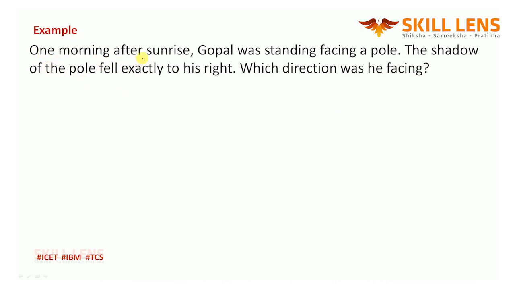One morning after sunrise, Gopal was standing facing a pole. The shadow of the pole fell exactly to his right. Which direction is he facing? So, most important point. Guys, why am I drawing like this? It's to make it easy for you to understand. So, this is east, so definitely the sun will rise from here.